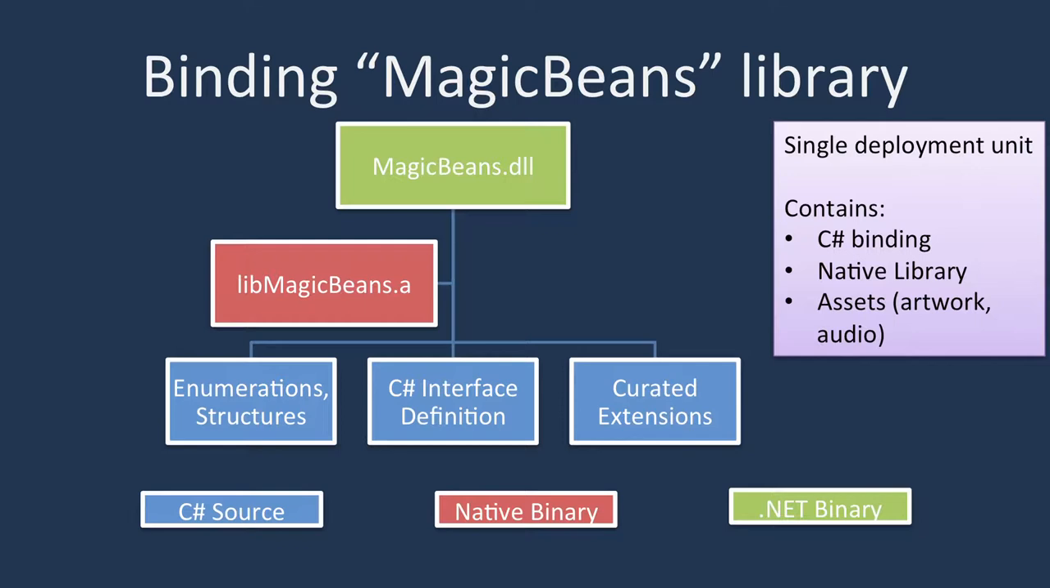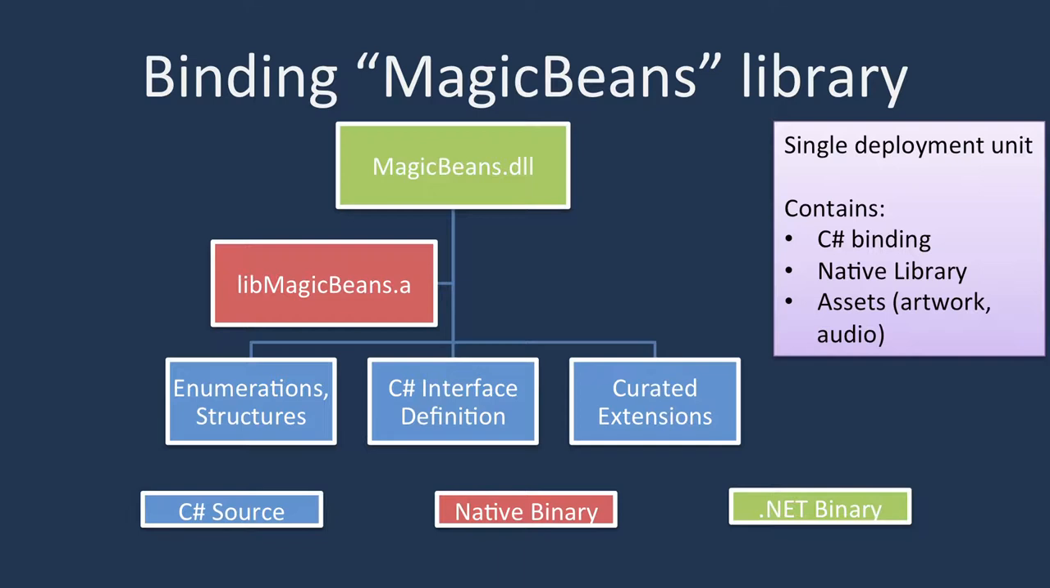Now, let's look at how this is actually built. So the result of this whole process of binding a library is going to be magicbeans.dll. That's all you're going to have. At the end of the day, you end up with a DLL, magicbeans.dll, that contains everything you need. That's what you give your users. That's what you consume yourself. That's what you give other team members. You just give them a DLL.